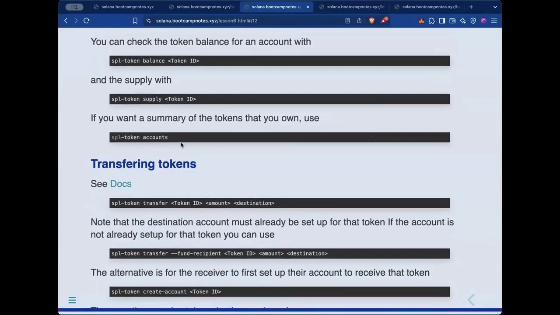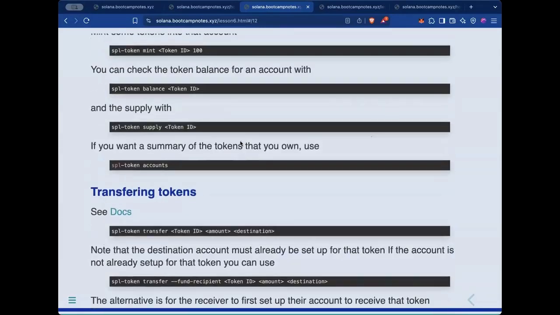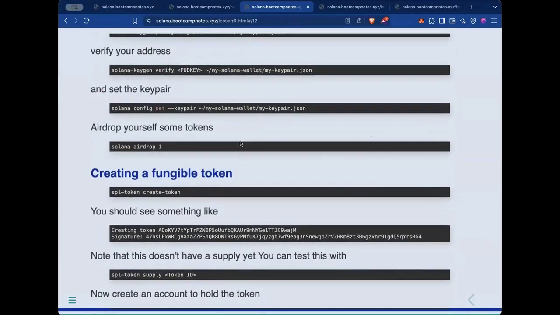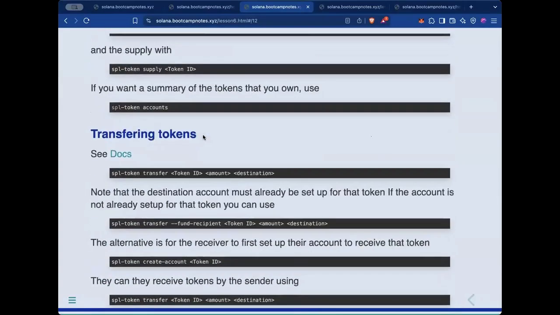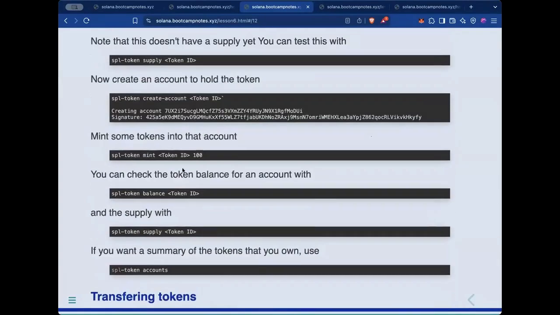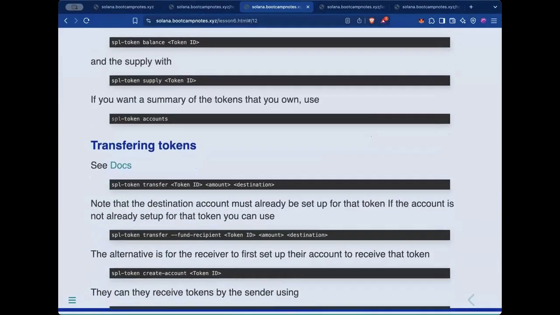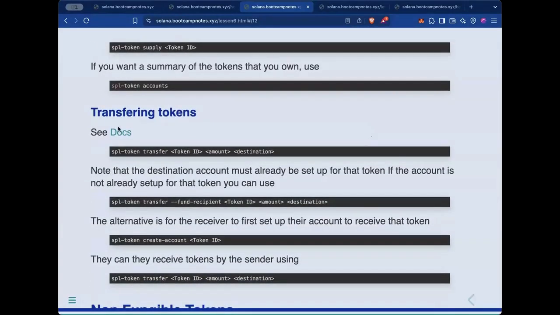And if you want a summary of the tokens that you have, then you can get that with SPL token accounts. So remember that we've associated this with a particular wallet, and so this is giving us details about that particular wallet. And then if we want to transfer tokens, we can easily do that with transfer. Again, you have to specify which token you're transferring, how much, and to which address you're sending them to.